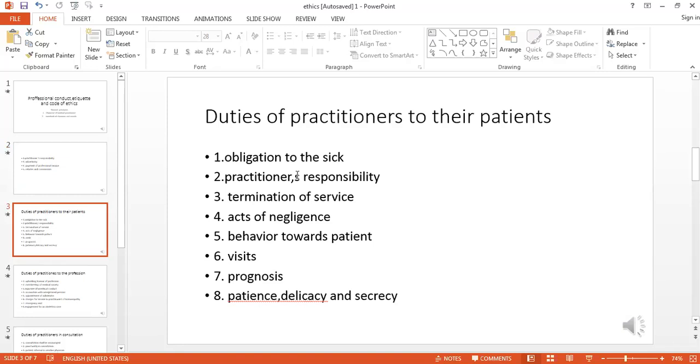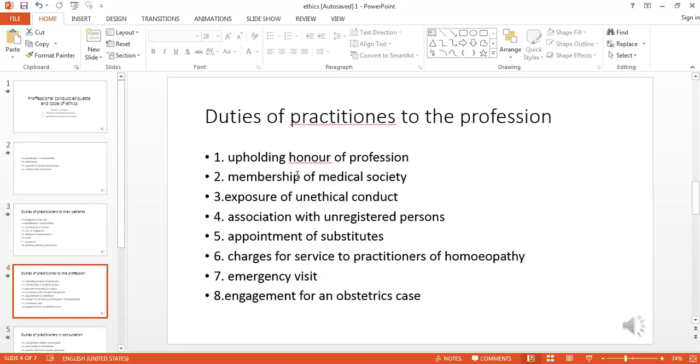The certain points we have seen where we can terminate our service, and we should not show any act of negligence. We should behave properly with the patient with a positive attitude. Every time we have to give a proper time to the patient. If that patient is having a bad prognosis or a good prognosis or certain things that he should avoid, we should discuss with the patient, with the friends or with the relatives. And most important is we should treat the patient with all the patience, with the delicacy, and his secrecy should be maintained.